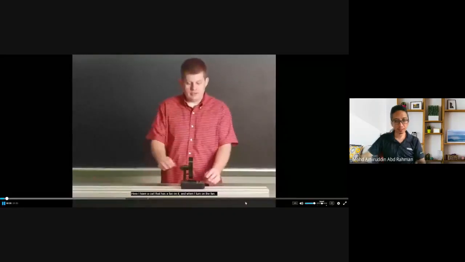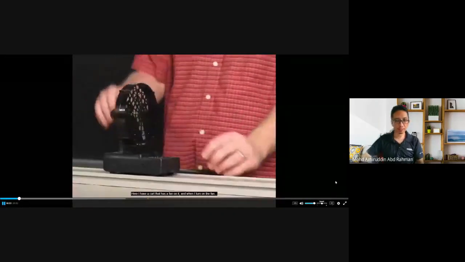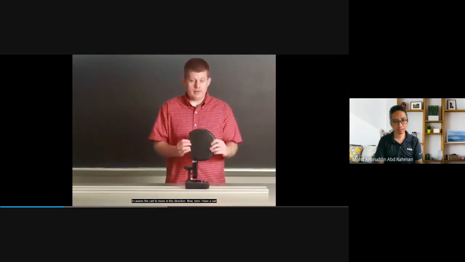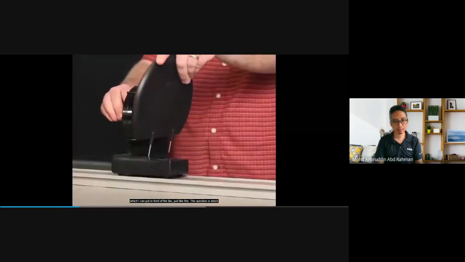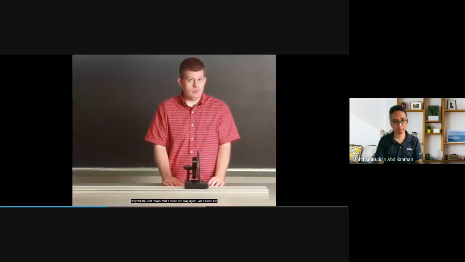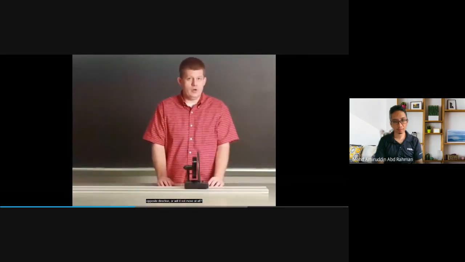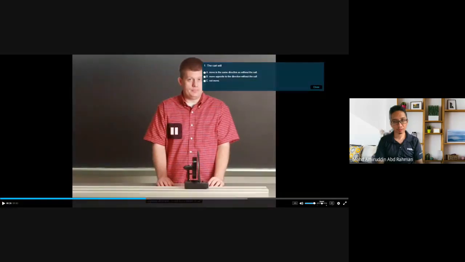Here I have a cart that has a fan on it, and when I turn on the fan, it causes the cart to move in this direction. Now here I have a sail, which I can put in front of the fan, just like this. Question is, which way will the cart move? Will it move this way again? Will it move the opposite direction, or will it not move at all? What do you think? Is it A, B, or C? Will it move the same direction as without the sail, move opposite to the direction without the sail, or not move at all?